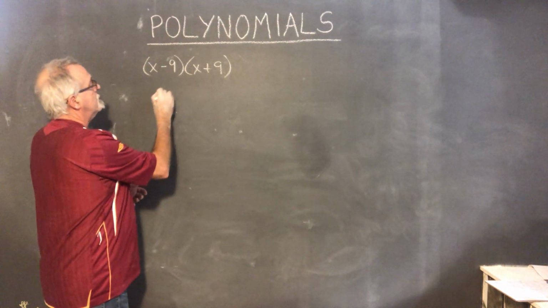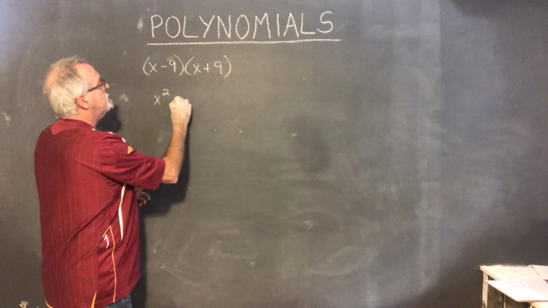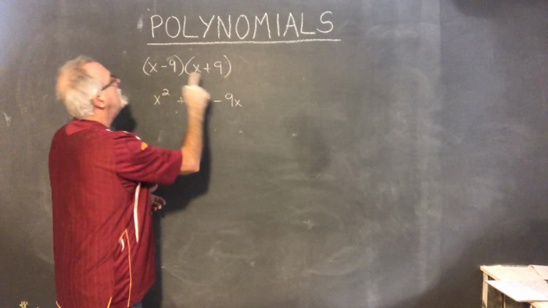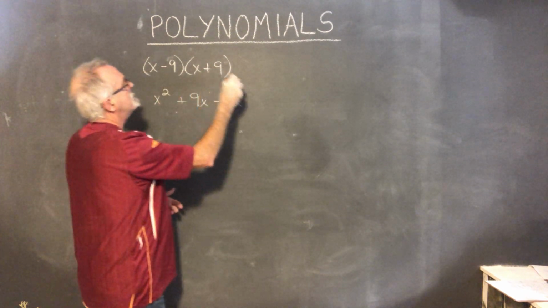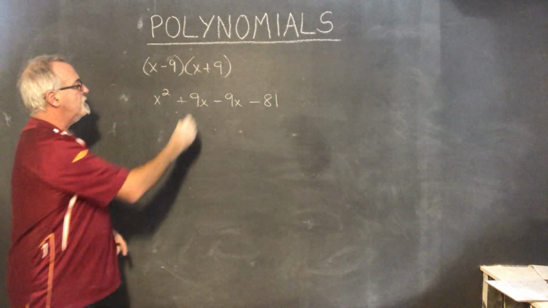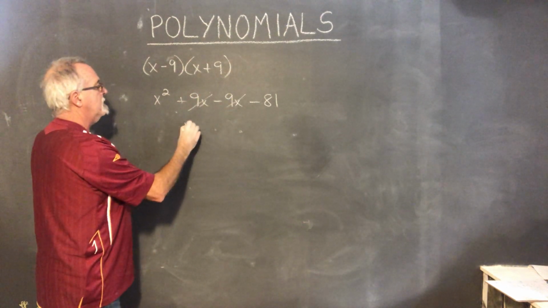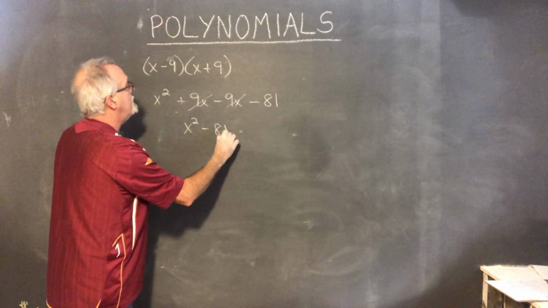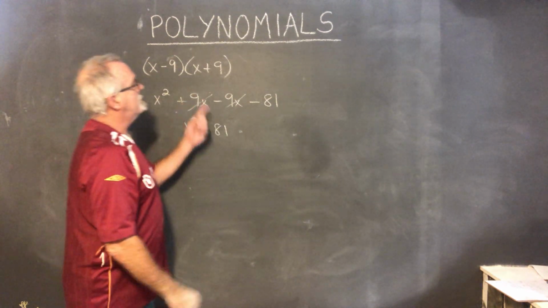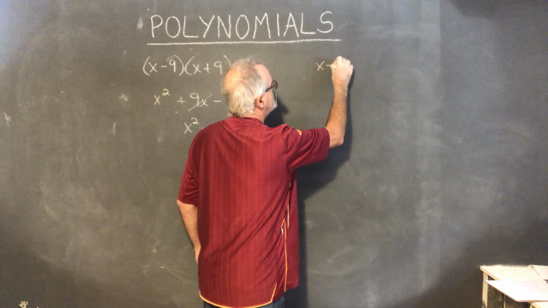So FOIL: x times x is x squared, x times 9 is plus 9x. Negative 9 times x is minus 9x. And negative 9 times positive 9 is negative 81. What happened here is that these are going to cancel when I combine the similar terms, and I get x squared minus 81. So that's not the same as this.